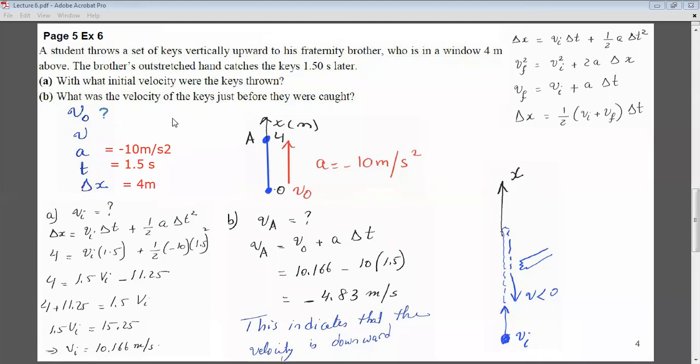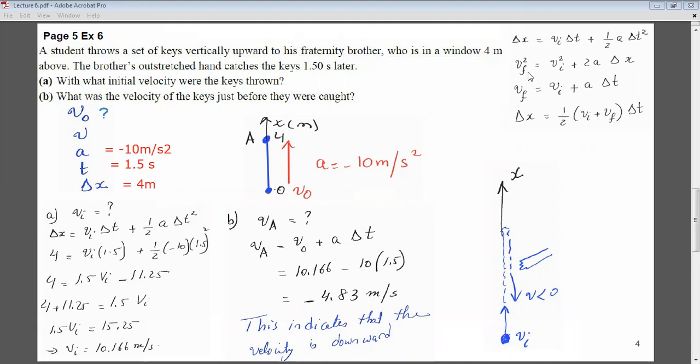So I have a, t, delta x, and I want the initial. I look at my 4 equations. Which equation has a, t, delta x, and the initial? It's actually the first equation.